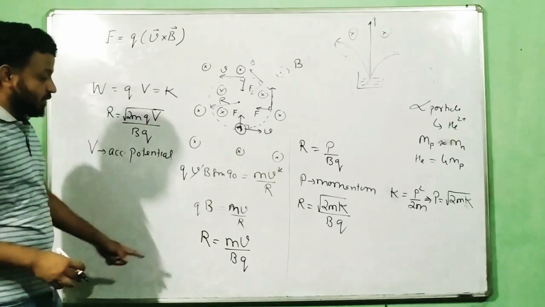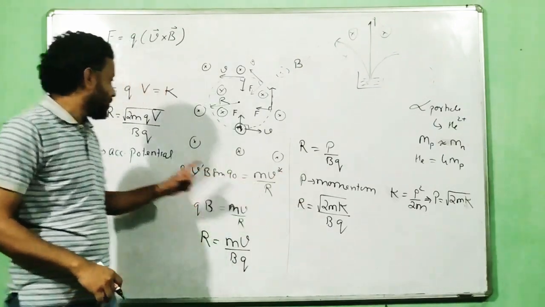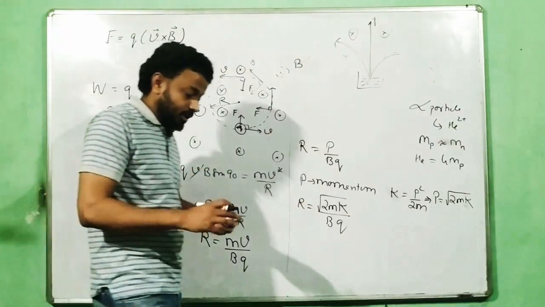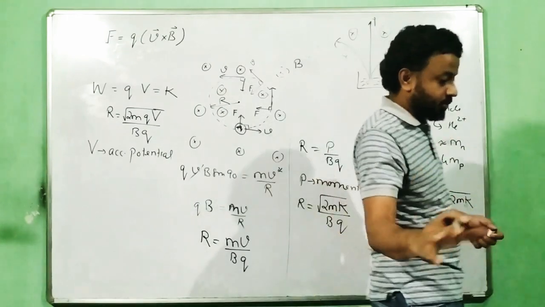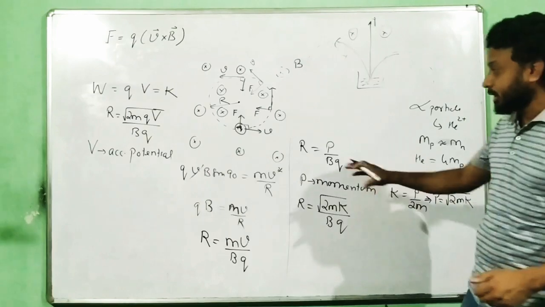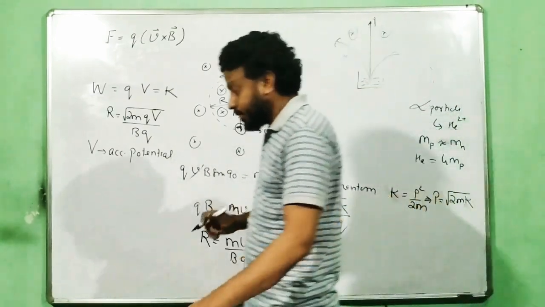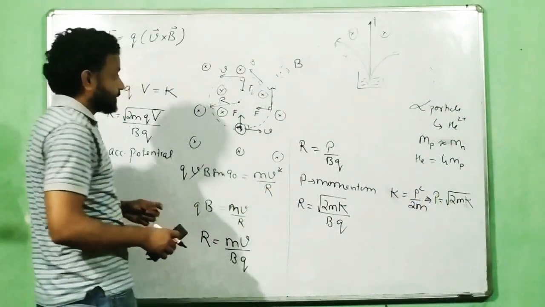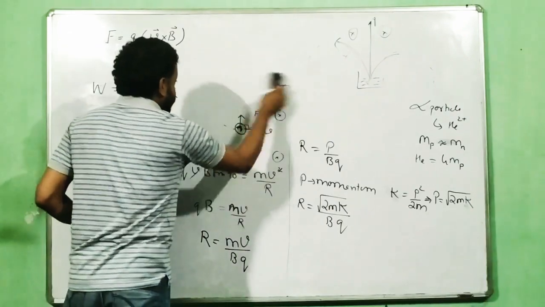So same formula. Look at it, how many times I have changed it. This is how they will twist the question, and then you will get trapped. So please make sure we are getting the same radius in this manner. Now we are not done with this. There's more to come.